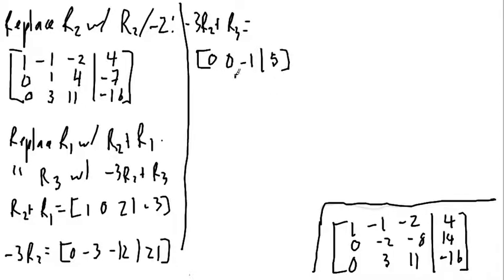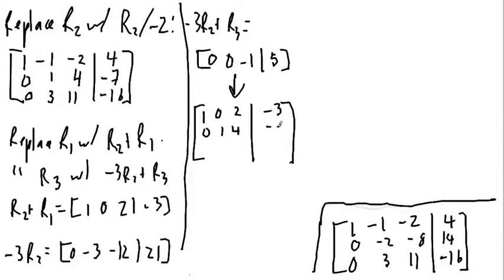So what this leaves me with is 1, 0, 2, negative 3, the first row coming from this expression. The middle row stays the same this time, 0, 1, 4, negative 7, and the bottom row becomes 0, 0, negative 1, 5.